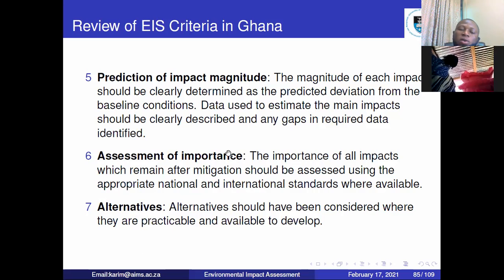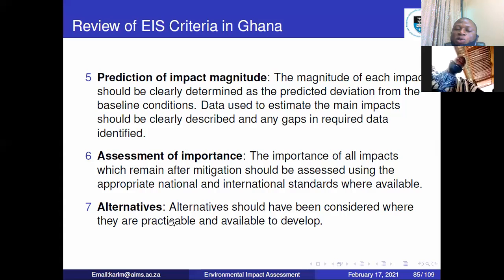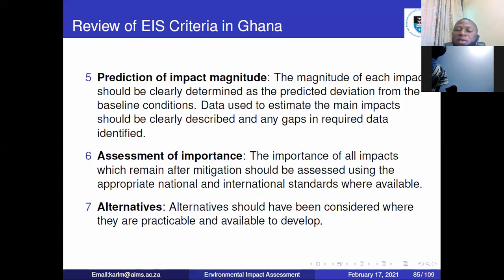Then alternatives. You have proposed alternatives to avoid the impact. What other alternatives can you use to avoid or reduce the impact should the ones that you propose fail to work? Alternatives should have been considered where they are predictable and available to develop. So you don't propose alternative measures that you know are implausible. They are not possible to implement. They are not practical to implement. Practically, you can't implement them. The alternatives you are proposing should be alternatives that you can actually practice or implement in reality.